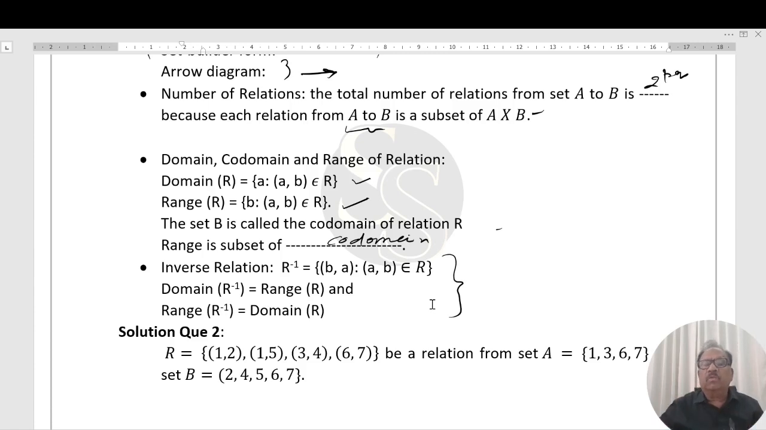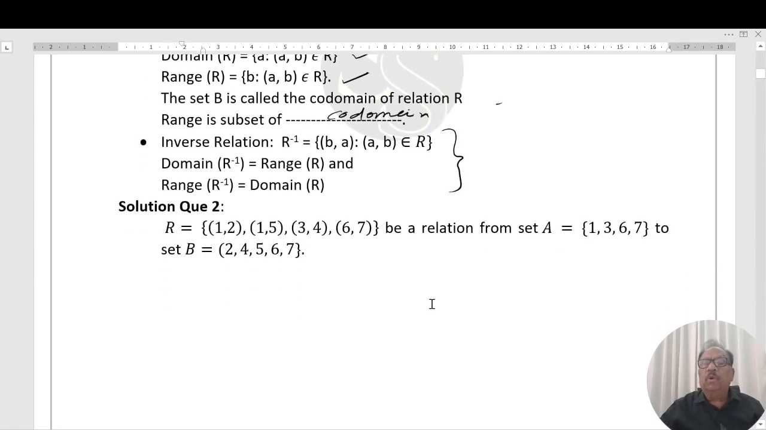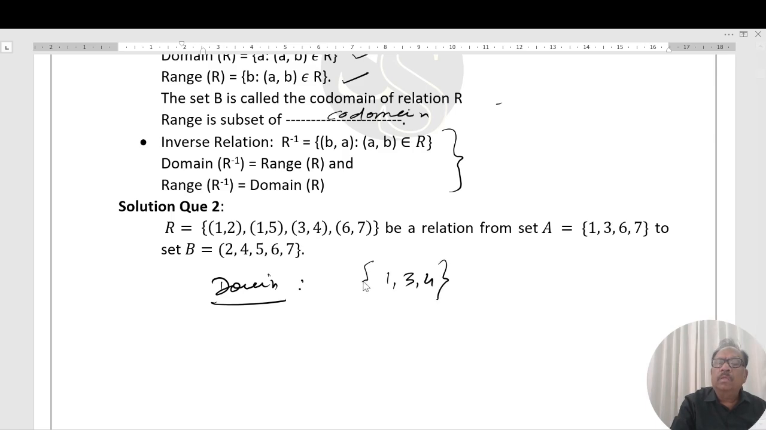Now, let's start the question. You have to find the domain and range. Domain is the set of first elements: 1, 1, 3, 4. So {1, 3, 4} is the domain. Range will be the set of second elements.